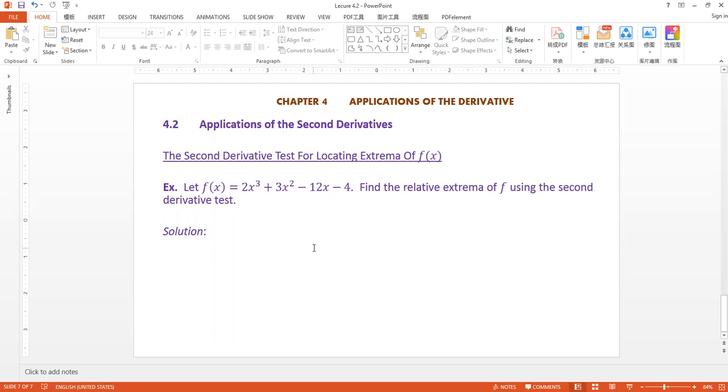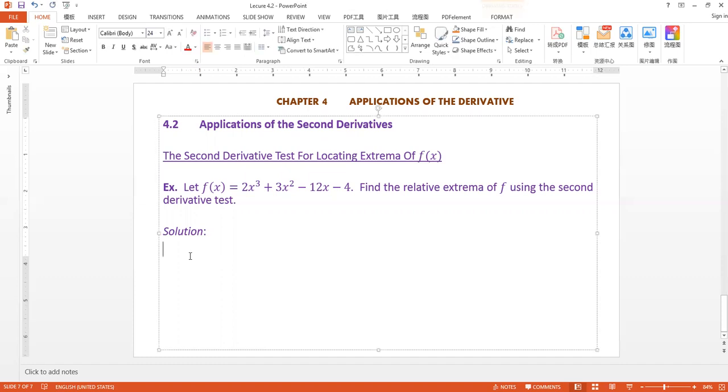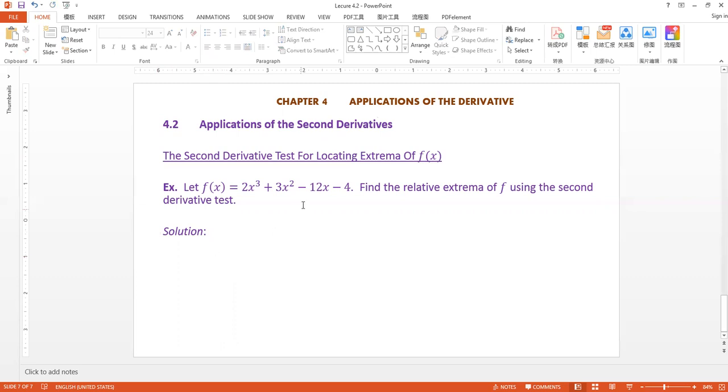Now we're going to show another example using a different approach. That's called the second derivative test. So we're going to use the second derivative to locate the extrema of the function. There are some common steps for these two different approaches. The first step is always to find the critical numbers of the function.